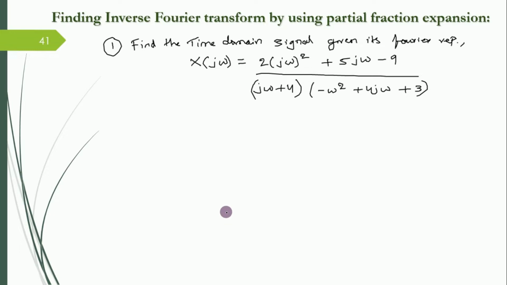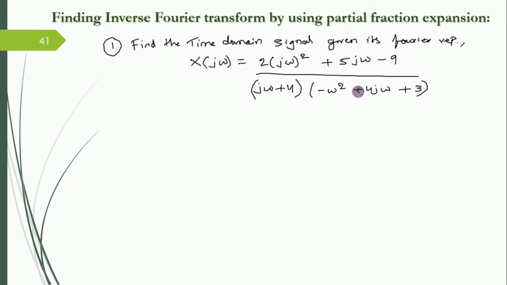The very first problem in this session is: find the time domain signal given its Fourier representation as below. X of j omega is equal to (2 (j omega)^2 + 5 j omega - 9) divided by (j omega + 4)(-omega^2 + 4 j omega + 3). So this has to be solved using partial fraction expansion.